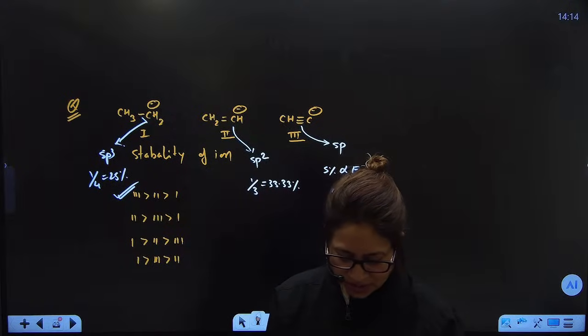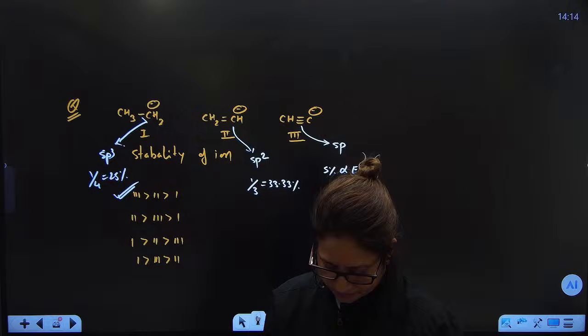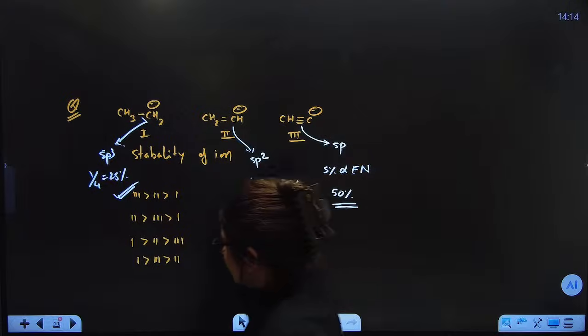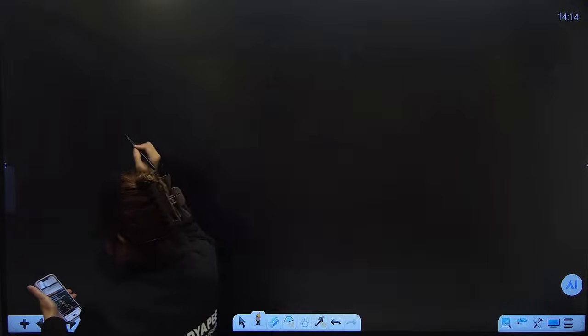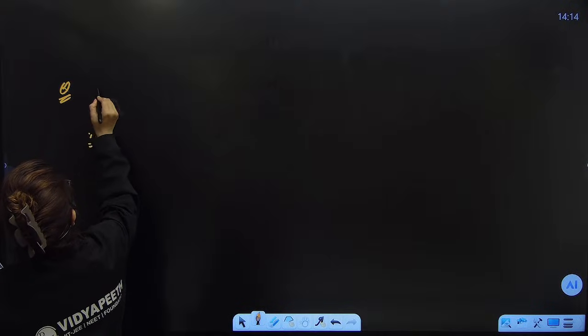Okay, so let's move to the next question. The next question is coming from kinetics. The kinetics question is telling us about a first order reaction.